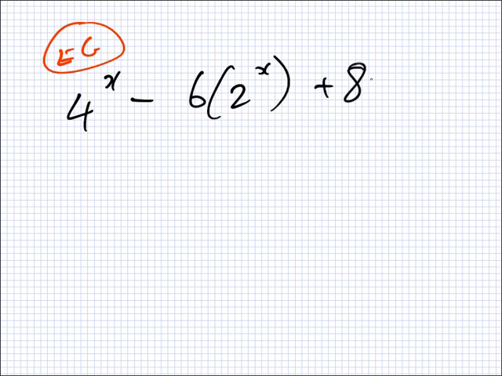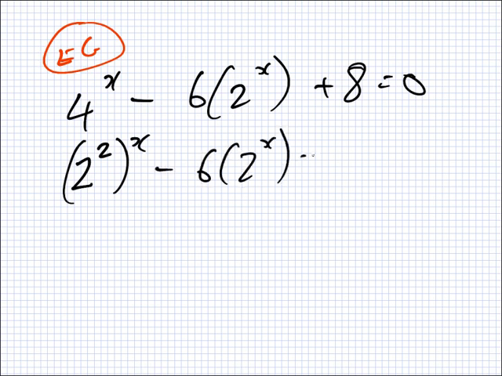Example. 4 power x minus 6 times 2 power x plus 8 equals 0. Now, does anyone know what to do here? Nice try. So what I'll do, I'll change the 4 to 2 squared. Okay? And then what I'll do is a swap. I'll change this to 2 power x squared.